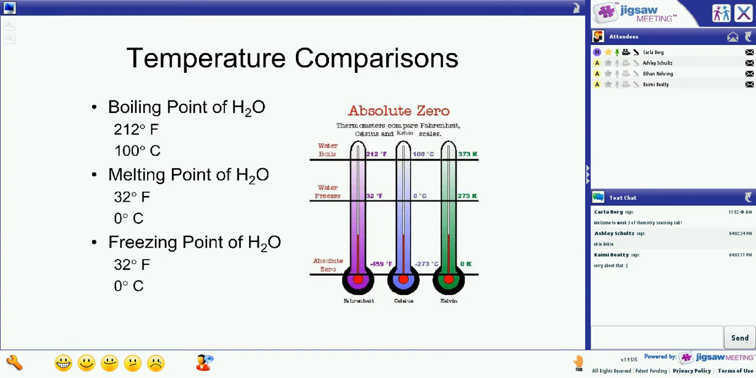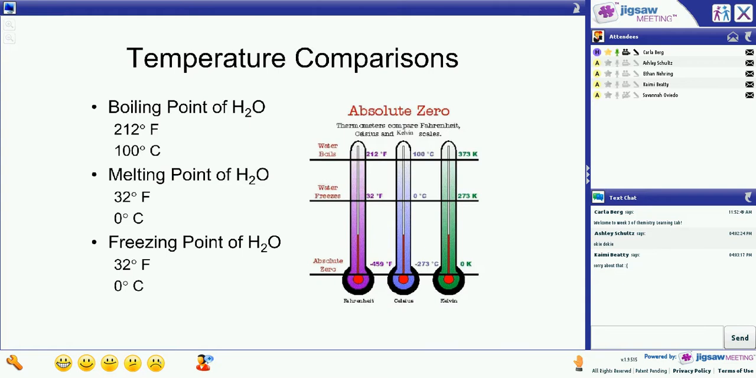So the boiling point of water is 212 degrees Fahrenheit, 100 degrees Celsius, or 373 degrees Kelvin. Kelvin is another scientific form of temperature. Melting point of water is 32 degrees Fahrenheit, 0 degrees Celsius, or 273 degrees Kelvin. And the freezing point of water is 32 degrees Celsius, 0 degrees Kelvin, or 273 degrees Kelvin.